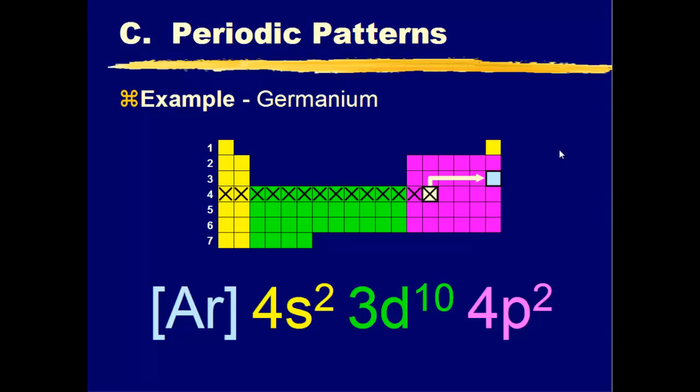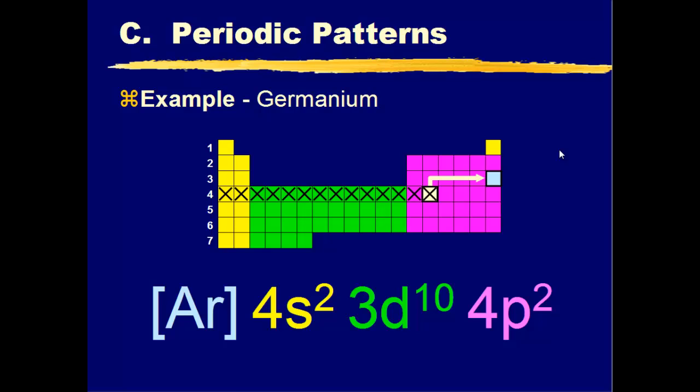Okay, let's see if we can review the noble gas notation. The element that I've picked for your example is germanium. It's in the beige box that's on this periodic table. Find it on your periodic table.